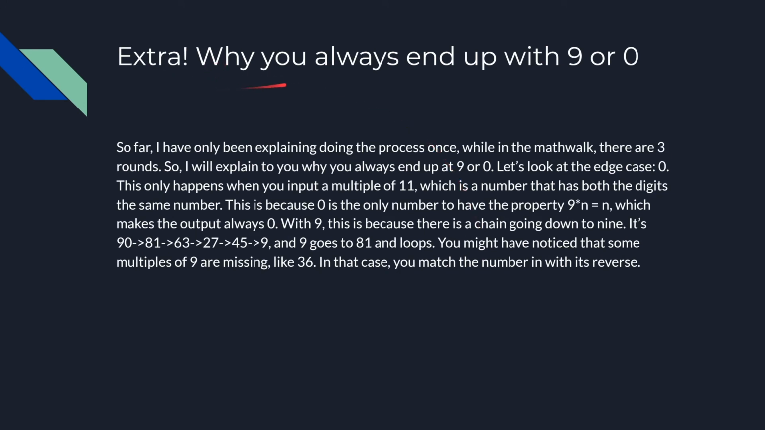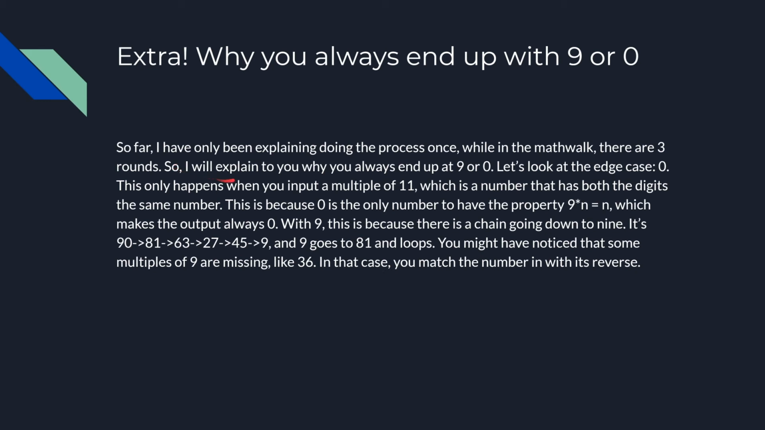Extra: you always end up with 9 or 0. So far, I have only been explaining doing the process once, while in the math walk there are 3 rounds, because you go from 36 all the way to 27, which gets you to 45, which gets you to 9.